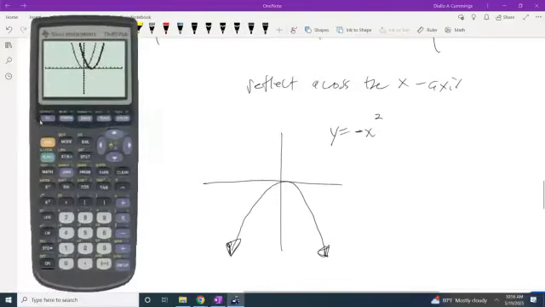So if we graph negative x squared, and make sure you use the negative and not the minus. And now if we graph, it reflects over the x-axis.